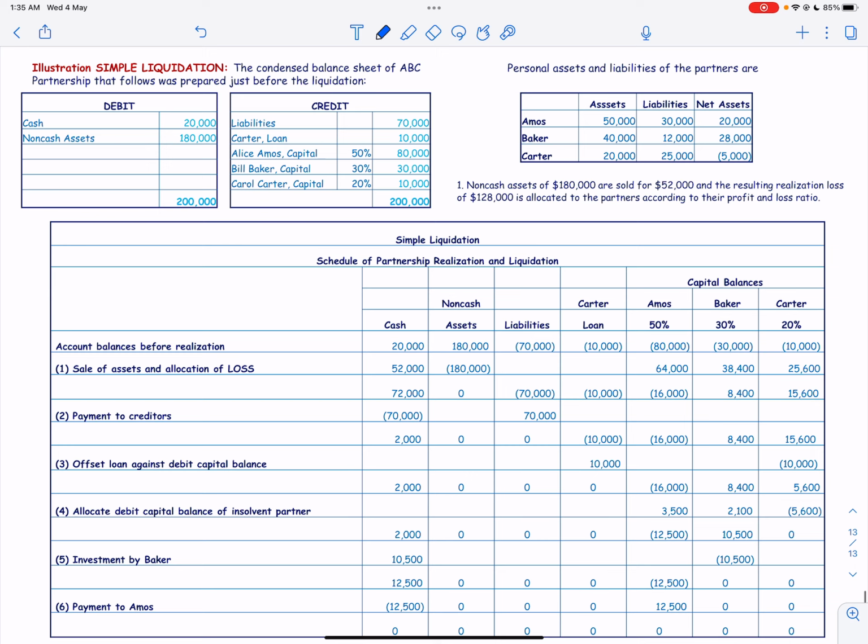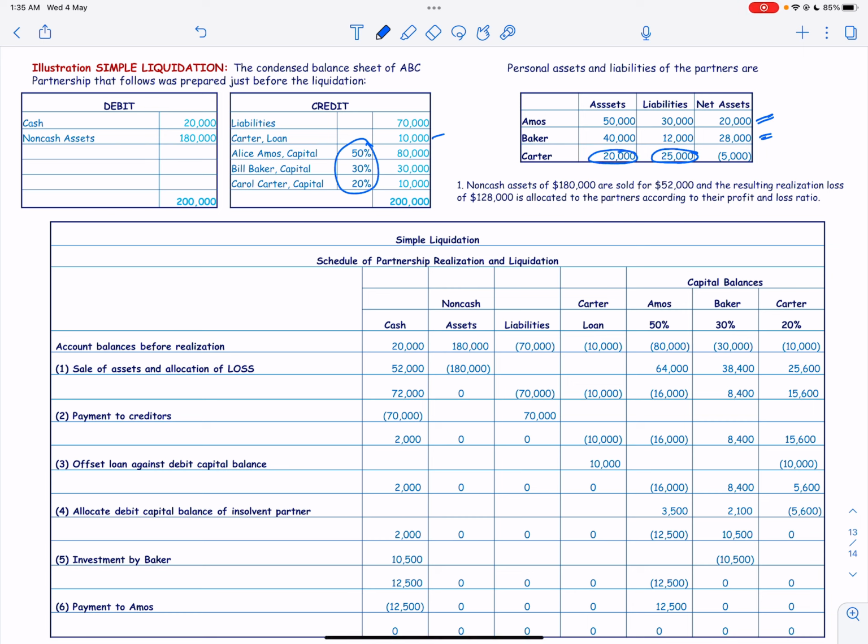new illustration, and here we have the balance sheet, and all the partners are having a credit balance, and they are sharing profit and loss in this ratio. Carter has given a loan of 10,000 to the partnership firm. Regarding their personal assets, you can see that Amos has net assets of 20,000, Baker has net assets of 28, while Carter has negative net assets, that is, the personal liabilities are more than personal assets.